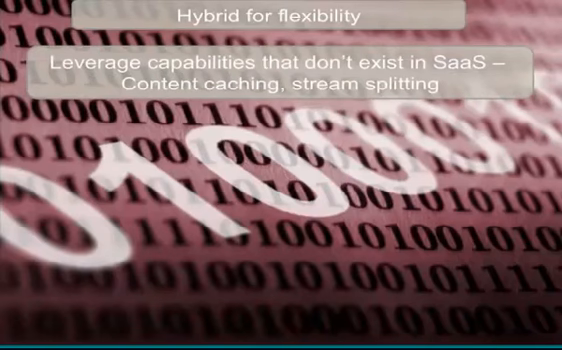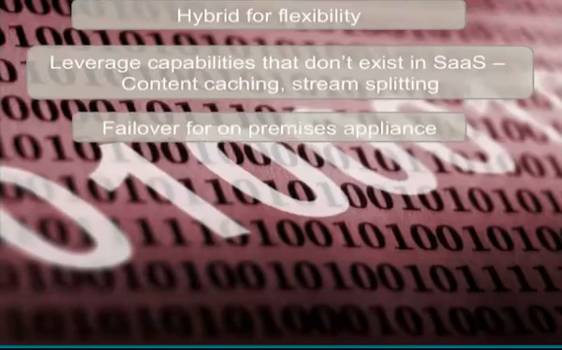You're able to leverage the capabilities that don't exist in the SaaS model. So the content caching and the stream splitting examples that we just used. And those are really big use cases for clients today. You get failover for your on-premise appliance.